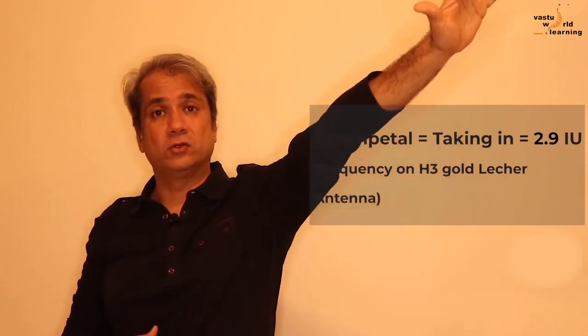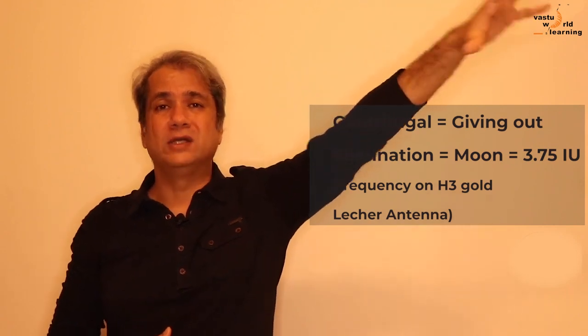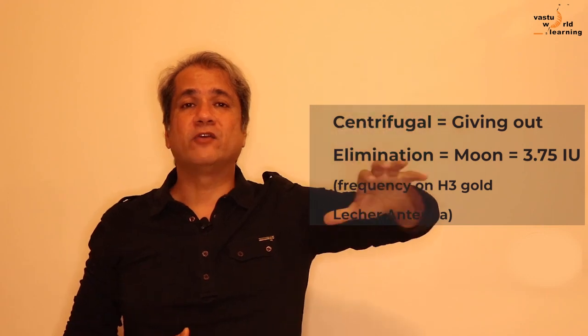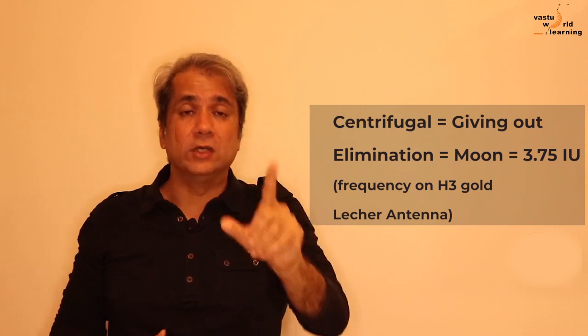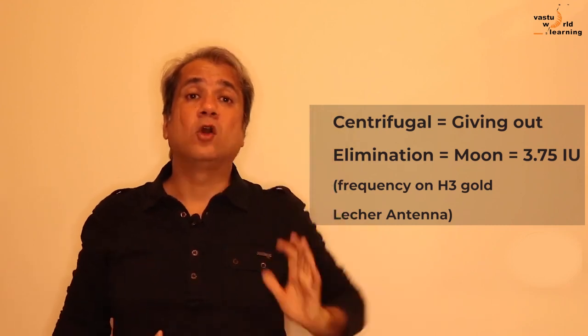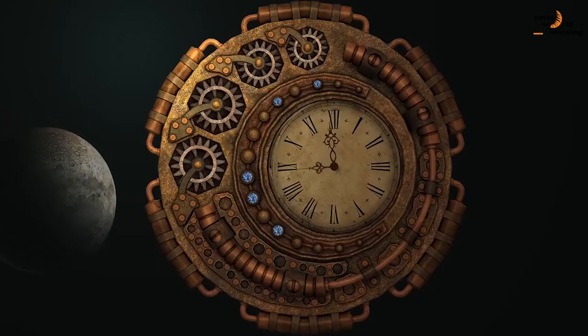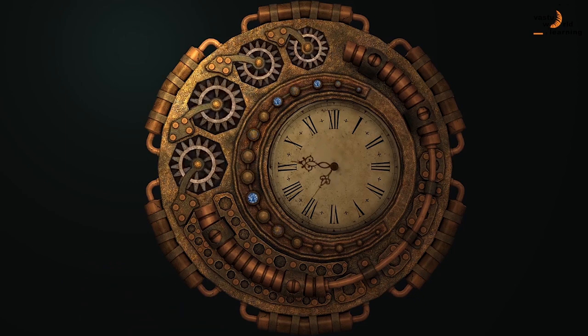The left side is giving out, which is giving out to the moon. So this is the vibration of the moon. In the S3 frequency chart, you may find it as 3.65, but I consider it 3.75, which is elimination, which is centrifugal. That is moon, that is northwest. The left side of the body is the northwest and the right side of the body is southeast, because we are trying to move clockwise. So we are always moving towards the sun. And whenever we are eliminating, we are moving towards the moon, which is the night side.